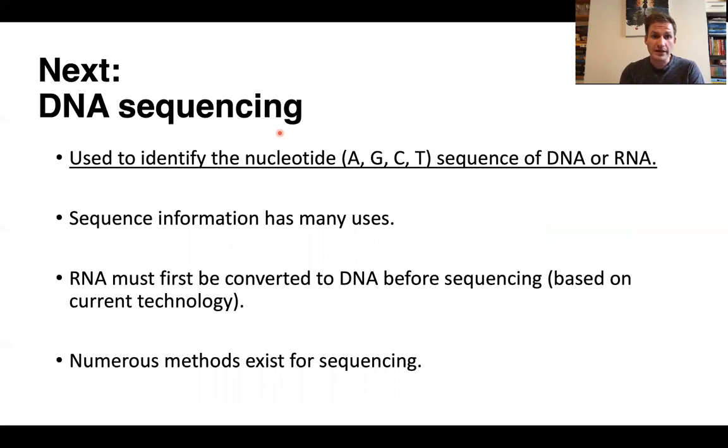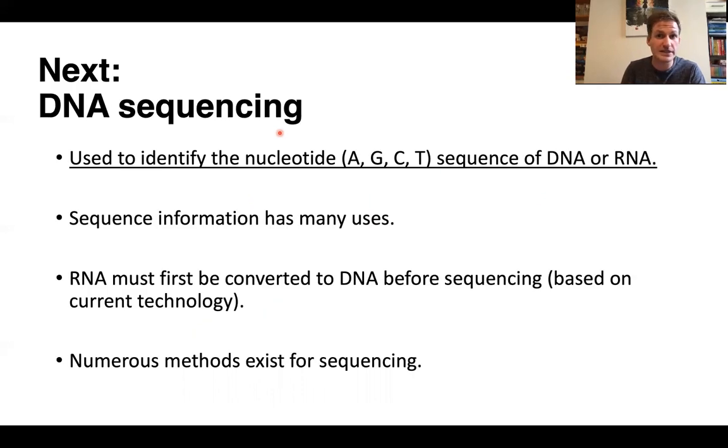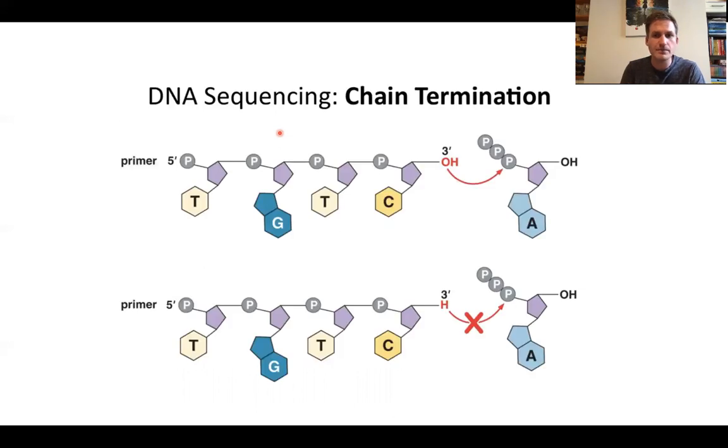You can sequence RNA as well to look at gene expression differences. But ultimately, that needs to be converted to DNA before it can be sequenced. So this information is useful for both applications. And again, numerous methods for sequencing exist. Some are cheaper than others. This one depends on a technology called chain termination, which is the original way of sequencing DNA, developed in the 1970s.